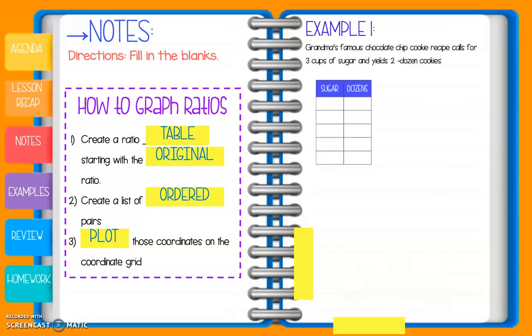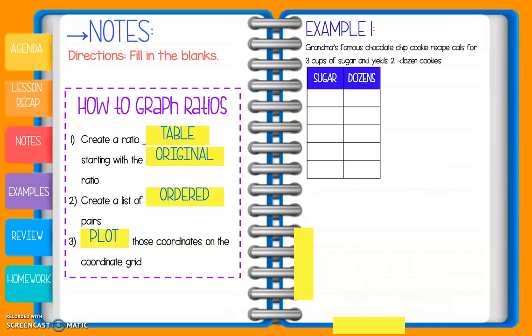So the first thing we're going to do is make our ratio table where we have our sugar and our dozens. And like we said, we're going to start with the original ratio. So my original ratio is 3 cups of sugar gives us 2 dozen cookies. Now, we said a couple days ago that to make a ratio table, all we have to do is multiply that original ratio to get multiple rows. So that's what I'm going to do. I'm just going to multiply my original ratio of 3 to 2. And on first row, I'm going to multiply it by 2.